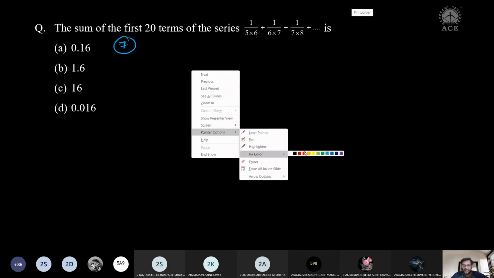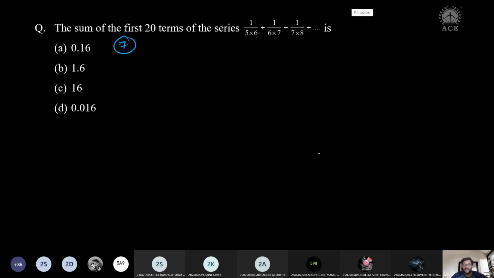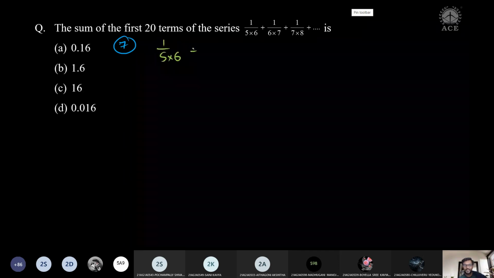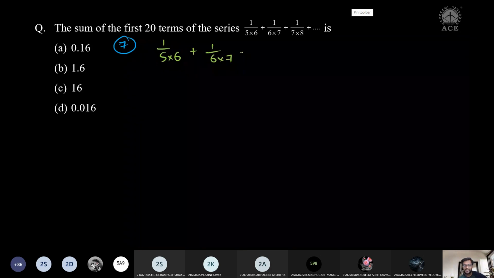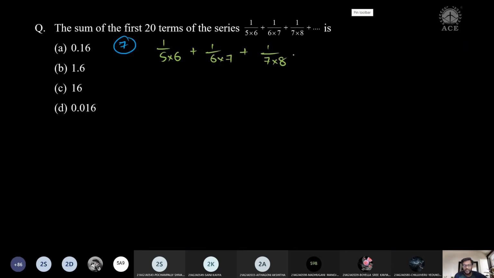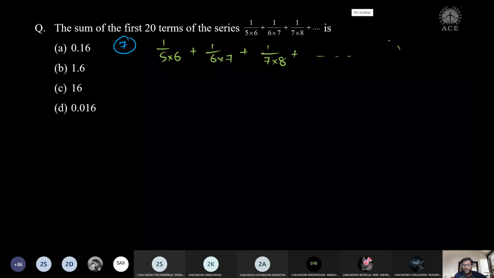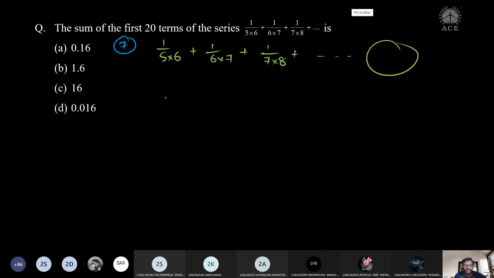Sum of the first 20 terms. They didn't give an up to last, you should find what is the last term. So this is 1 by 5 into 6, 6 into 7, 7 into 8, and so on, up to 20 terms. What is the last term? If you know, then you can decide the answer. 1 by 5 minus 1 by so on. But you should know the last term's product. 20 terms.